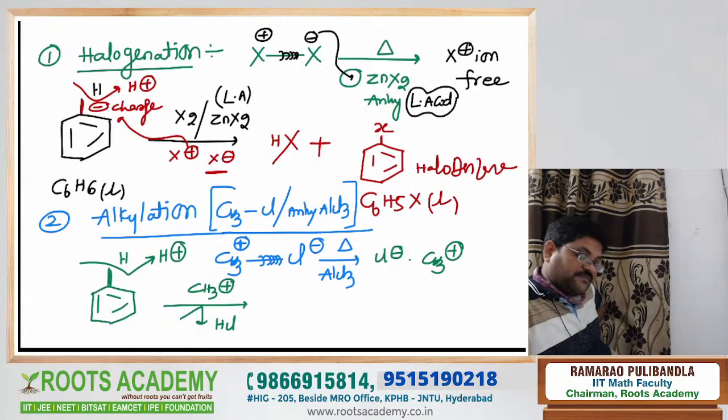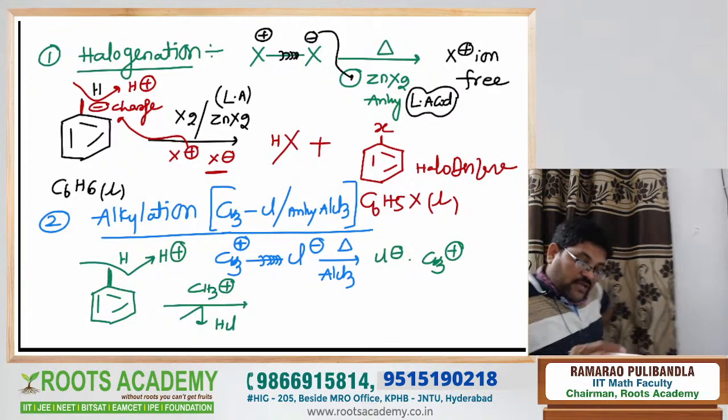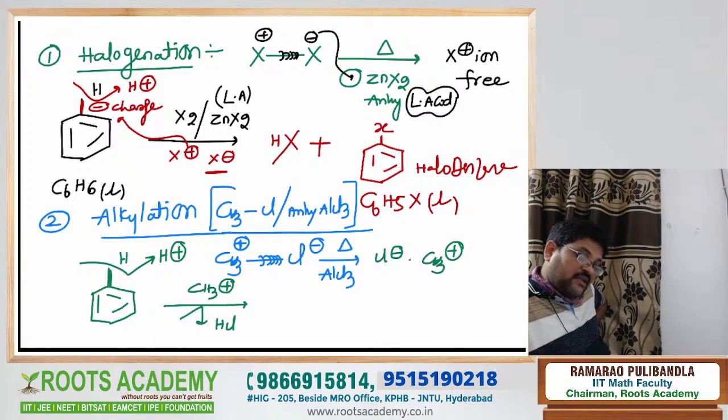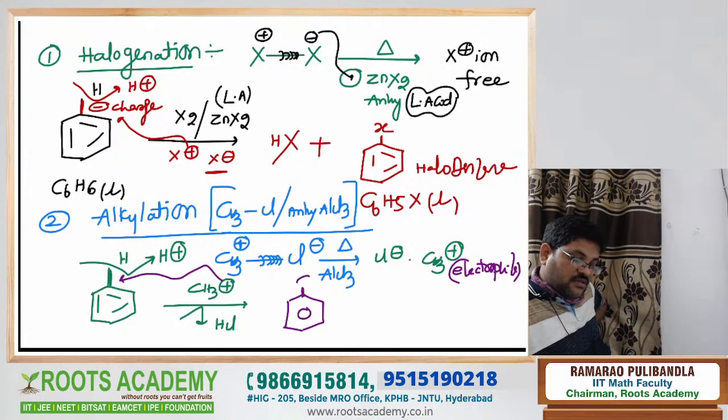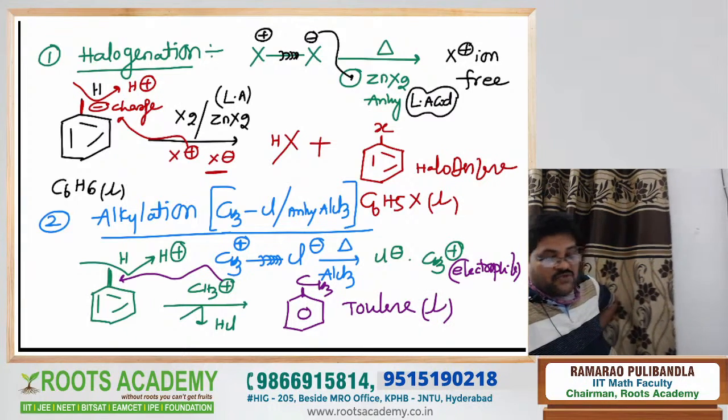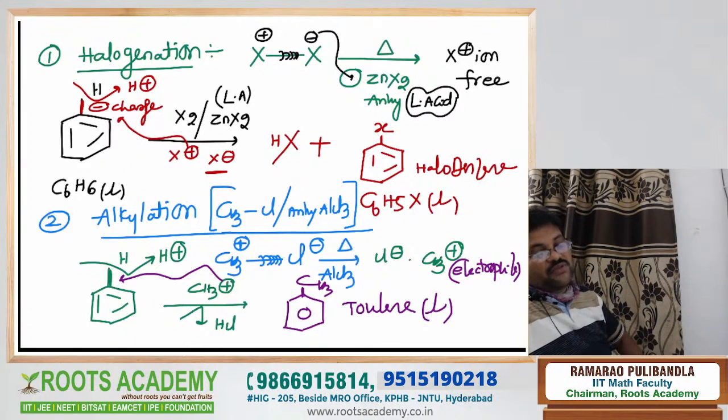Now the CH3 plus methyl carbocation attacks the benzene with negative charge. The methyl carbocation is an electrophile. The methyl carbocation electrophile attacks the benzene with negative charge, and you get methyl benzene. Now this methyl benzene is called toluene. Tell me what liquid is formed, students? Toluene liquid is formed. Simple logic. CH3 plus attacks the benzene with negative charge, and you get toluene.